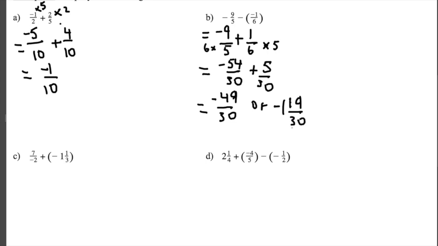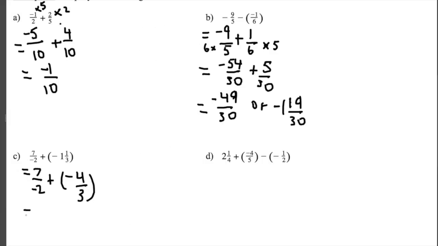Alright, from the bottom here, we have 7 over -2. And then we have the mixed fraction. So I'm actually going to deal with the mixed fraction first, so we can have fractions. It should be a little easier to deal with. So in this case, 3 times 1 and then plus 1. So that's actually -4 over 3.